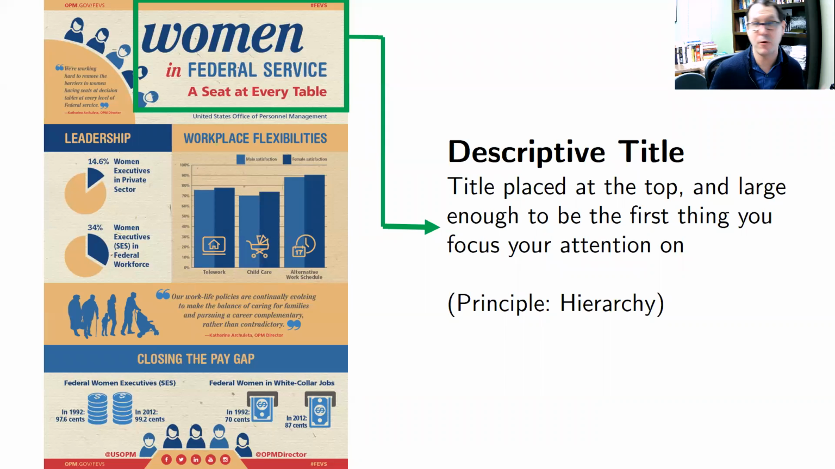And one thing that this infographic does really well is it tells you that right off the bat with a descriptive title. And the title is at the top where you'd expect to find it, and it's visually engaging. There's different fonts going on, there's italics, and there's different colors, and it's a large enough block of text that your eye goes there instantly. And so it's a good example of the principle of hierarchy, that the first place that you look should give you the first piece of information that you need to be able to make sense of this infographic. So women in federal service are seated at every table. That's what this is about. It's telling us about women in federal service.